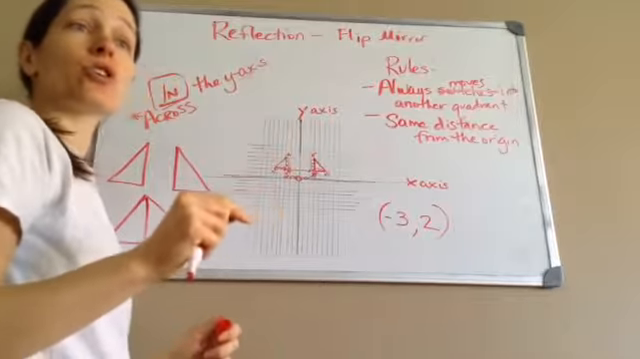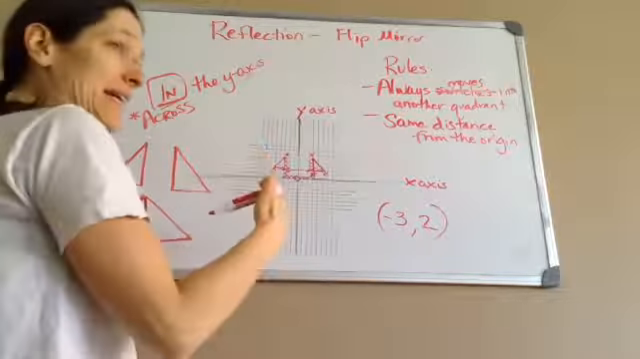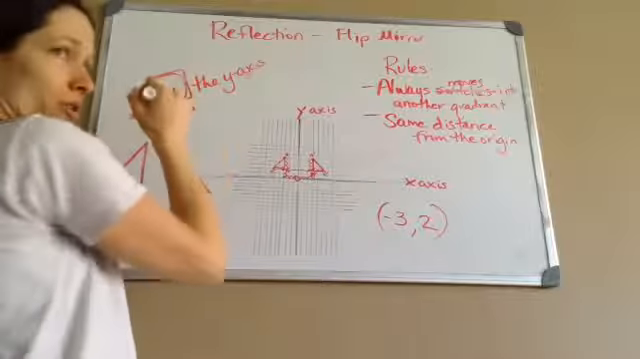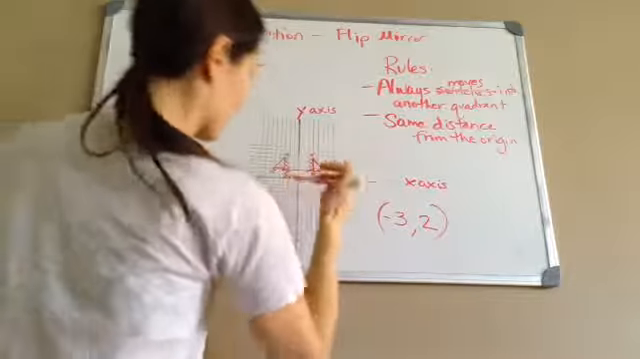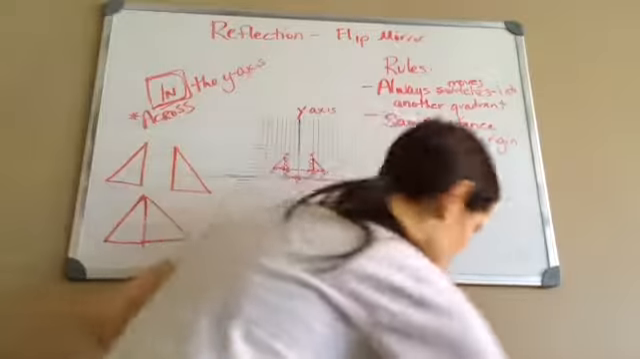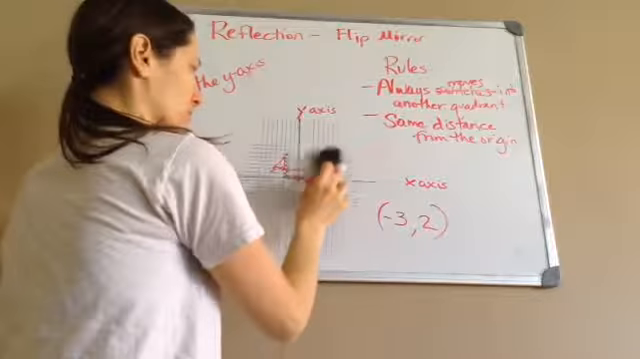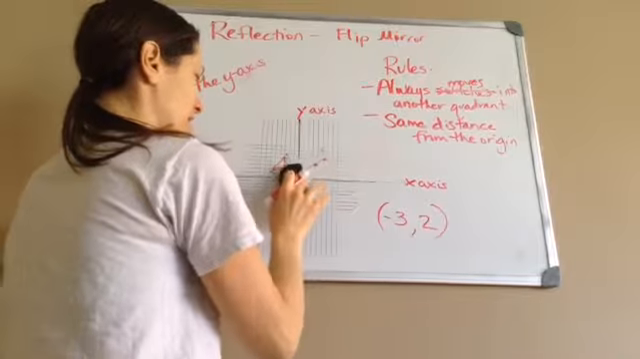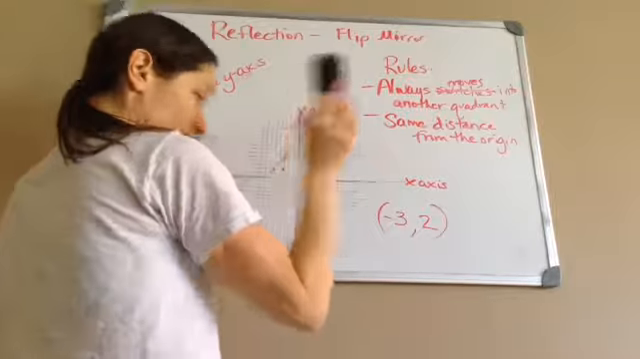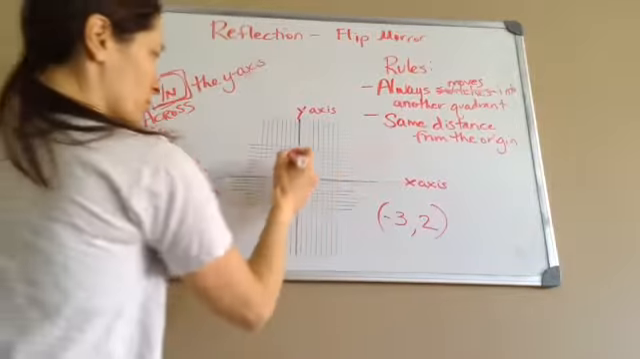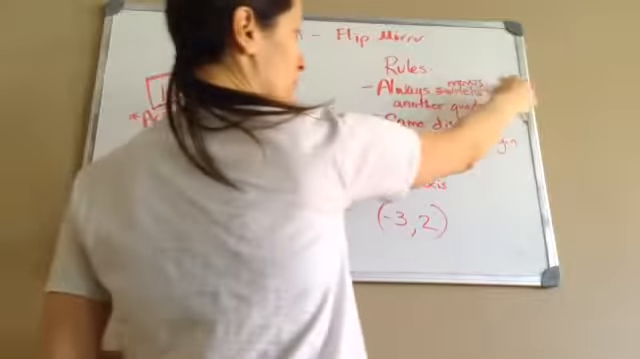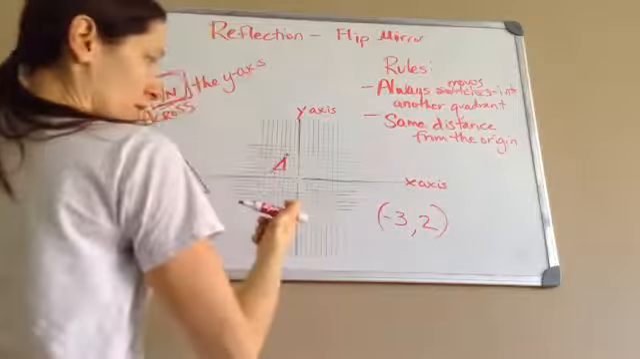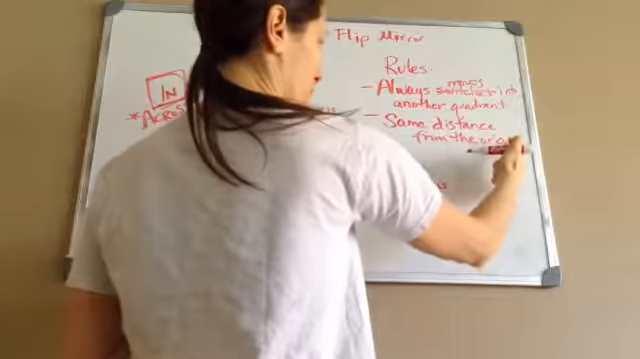And so that shows you that's the reflection across the y-axis. What if they said to do a reflection in, remember that's the word that really means across, in the x-axis, then you would do this way. So, this is our prime one, so we're not using it anymore. Okay, so now let's pay attention to this. Remember the rules? Let me go ahead and draw this a little bit better. The rules are that it always moves into another quadrant, and it's the same distance from the origin.